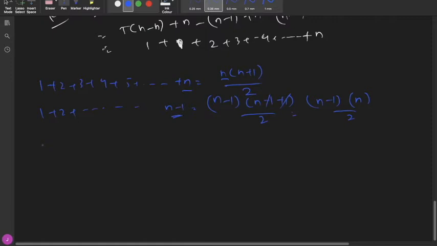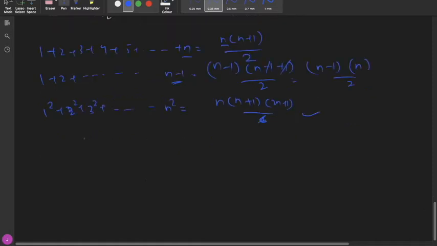The next formula is the addition of squares of numbers till n. How much we should get? We should get n into n plus 1 into 2n plus 1 by 6. So this is the formula. You need to remember all these formulas. That will be useful in substitution method. The third thing is, if you will be adding the cubes, so 1 cube, 2 cube, 3 cube, 4 cube, going on till n cube, then how much we will be getting? n into n plus 1 by 2 whole square. We are getting the whole square of this term.